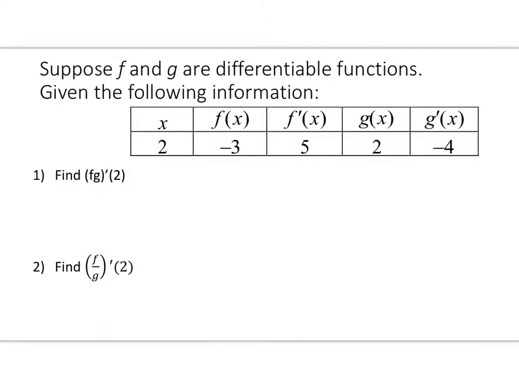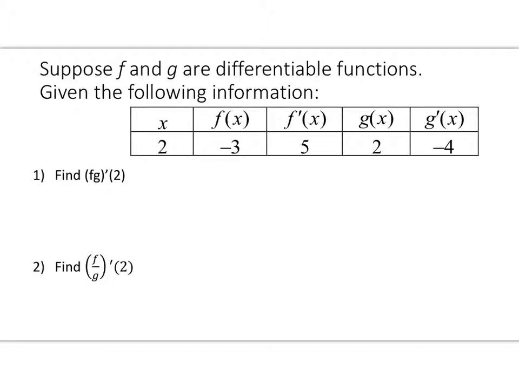Now we can also use our product and quotient rules if I'm given a table of values. I don't necessarily have to have the whole function. So here I'm told that when x is 2, f of x is negative 3, f prime of x is 5, g of 2 is 2, g prime of 2 is negative 4.